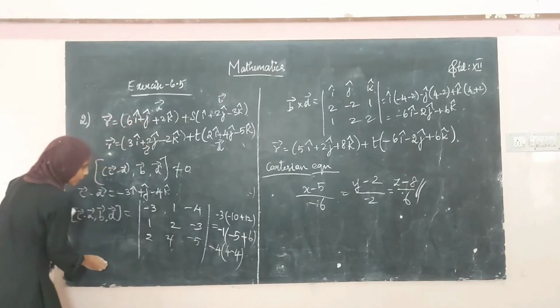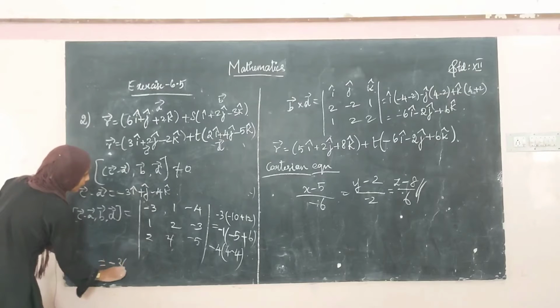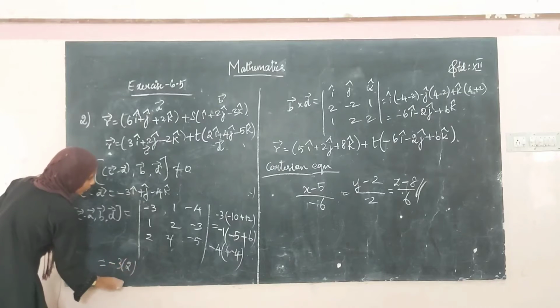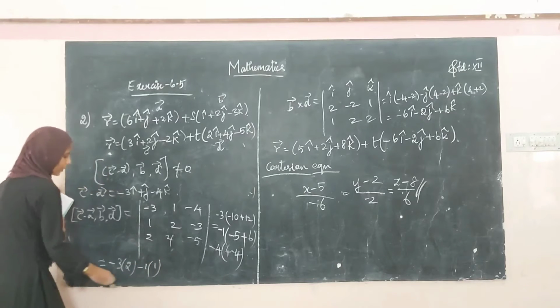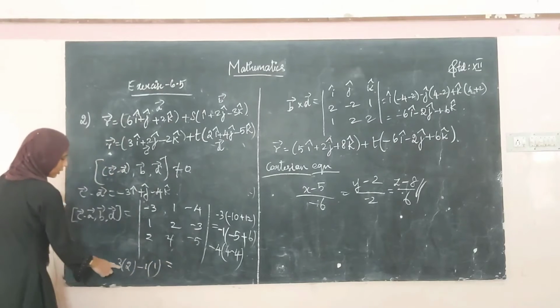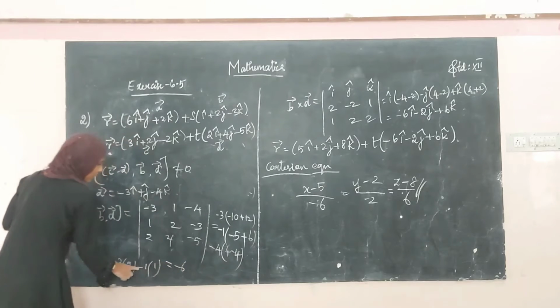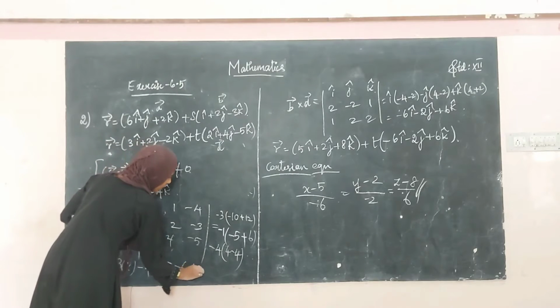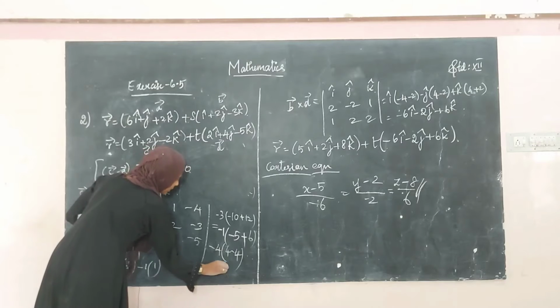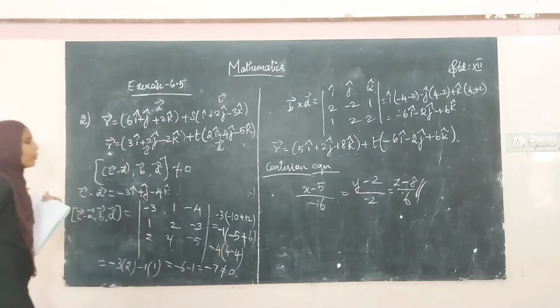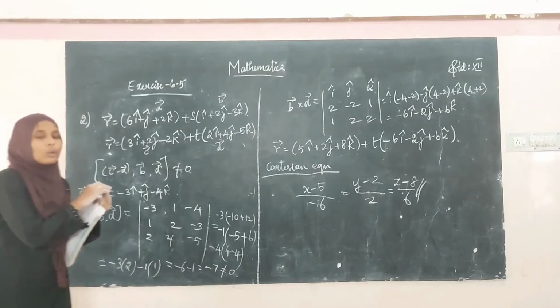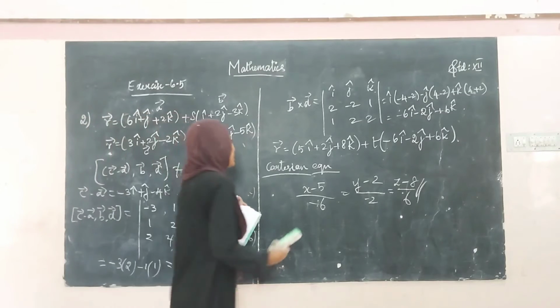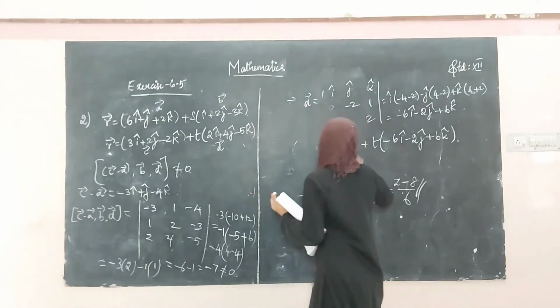So what's the answer out there? Minus 3 into 2 minus 1 into 1, right? Minus 3 into 2 is minus 6, minus 1 into 1 is minus 1, which is equal to minus 7. This is not equal to 0. Therefore, we can say that the two given lines are skew lines. Now what do we have to find? We have to find the shortest distance between these skew lines.